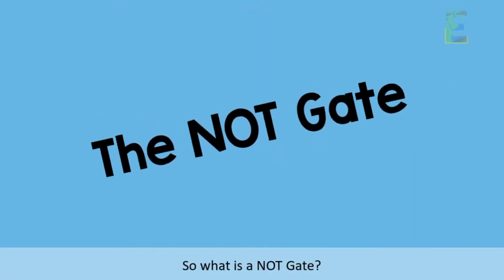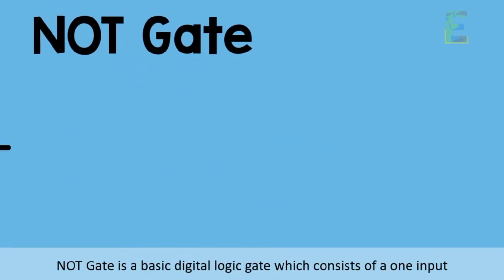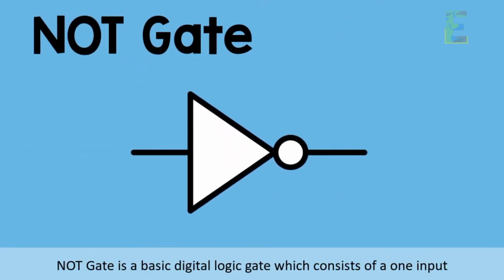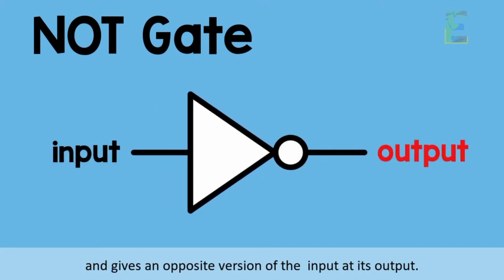So what is a NOT gate? A NOT gate is a basic digital logic gate which consists of one input and gives the opposite version of the input at its output.